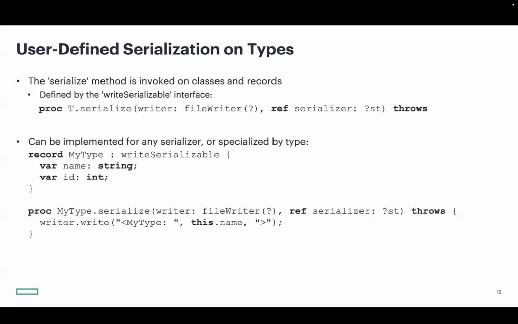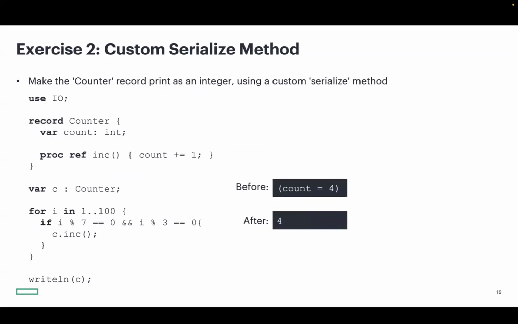So this brings us to our second exercise, which is to write your own serialize method for this counter record. We want to print this record as an integer rather than a record. And we can do so by implementing the serialize method. So this program, as is, will print the counter like a record in Chapel, which means it will print the field name, the equal sign, and the field value, and we'll wrap that in parentheses. But really, we just want to print 4.